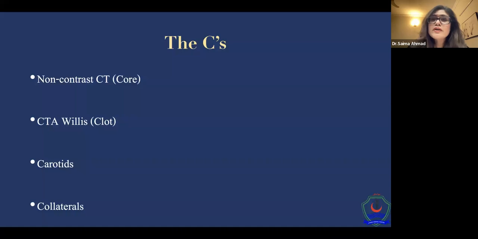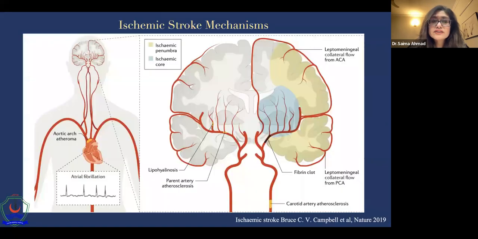We are also very much interested in the collaterals because recently we have seen the Mr. CLEAN-LATE results, presented, I think, at the World Stroke Congress last year in Singapore, in which patients were selected on the basis of collateral scoring, and those who had good collaterals had better outcomes.